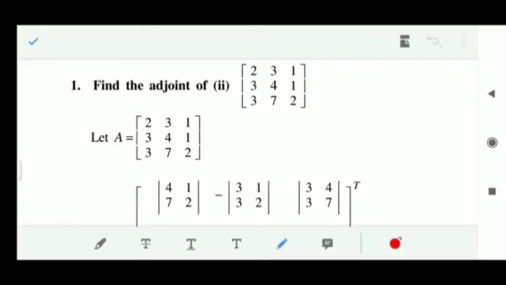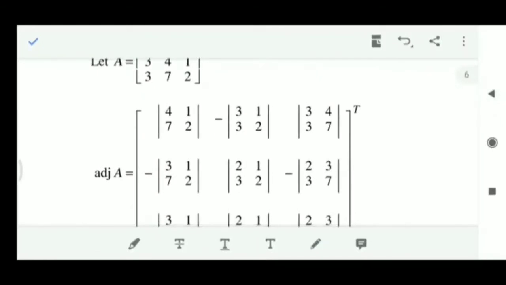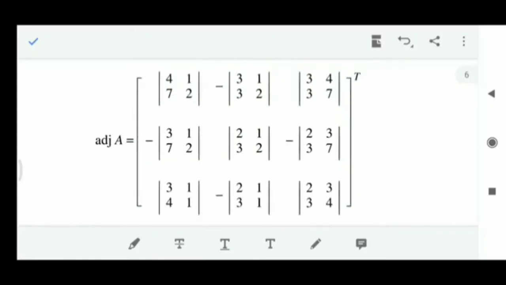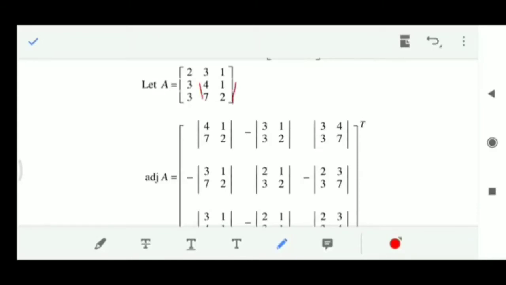Next we will see the adjoint for a 3 by 3 matrix. Here the matrix A is 2 3 1, 3 4 1, 3 7 2. Here also we have to find the cofactors, but here you can straight away find the minors. For the first minor, 4 1 7 2. The second position is negative, so negative of 3 1, 3 2. Then the third one is positive, again 3 4, 3 7, you have to take that.